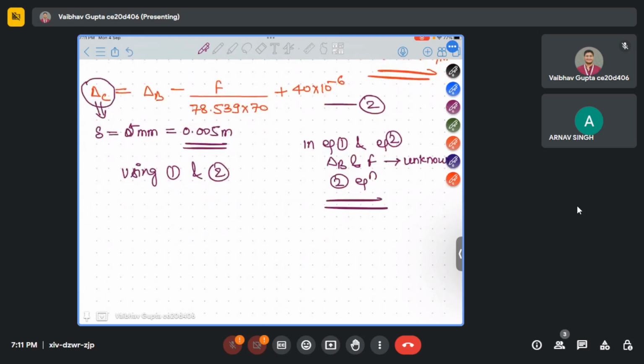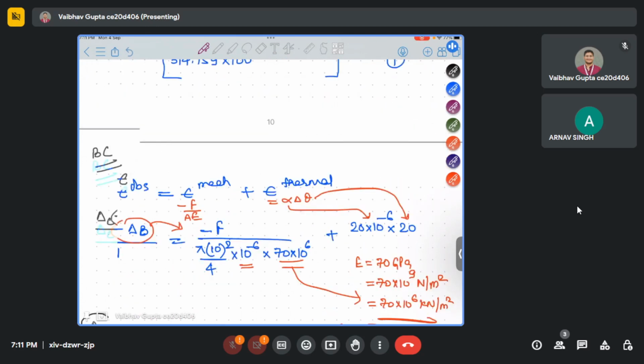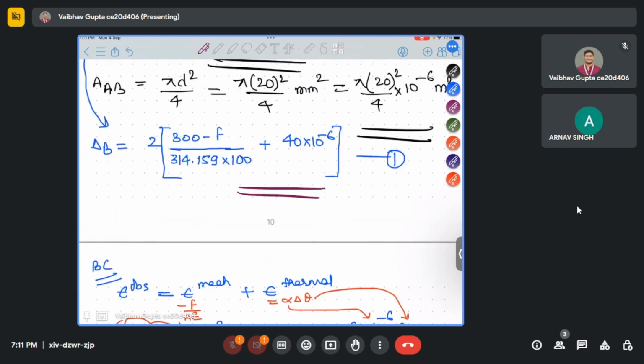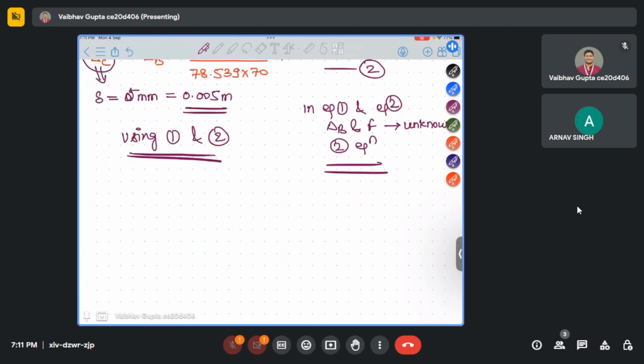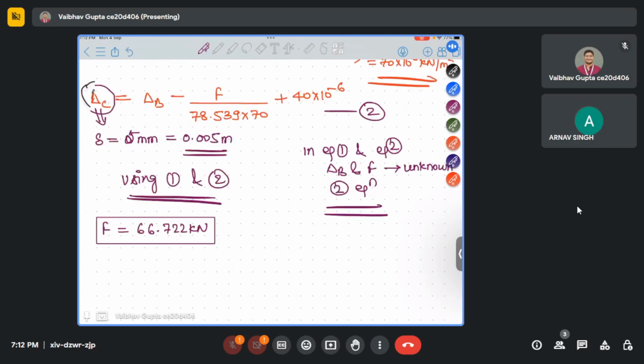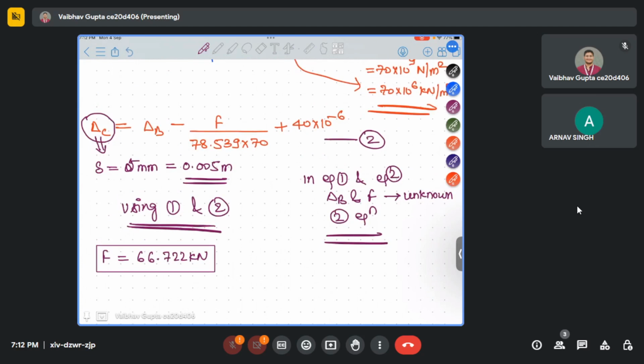When you use these two equations, equate delta B from equation 1 to this expression 2. You will get the value of F as 66.722 kilonewton. Can you do this, or shall I do it for you? Did you get this expression 2 equation?